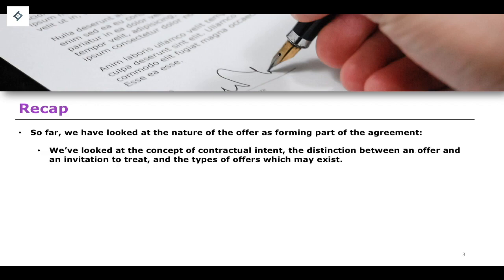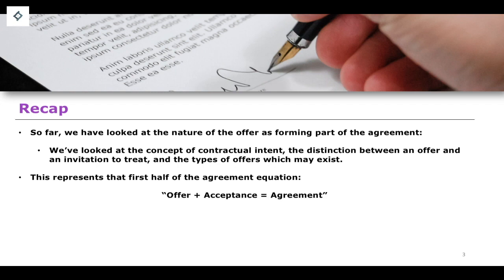We've looked at the concept of contractual intent, as well as the distinction between an offer and an invitation to treat, and in addition to this, we've also looked at the types of offers which may exist. This represents the first half of the agreement equation. We know already that an agreement is an offer plus an acceptance. So we've been looking so far at the first side, when an offerer makes an offer to contract to another party. So this is now going to start talking about the next of these components, which is the acceptance of said offer, the point at which we see the other side of the equation make an acceptance of the terms and of the offer to contract by the offerer.